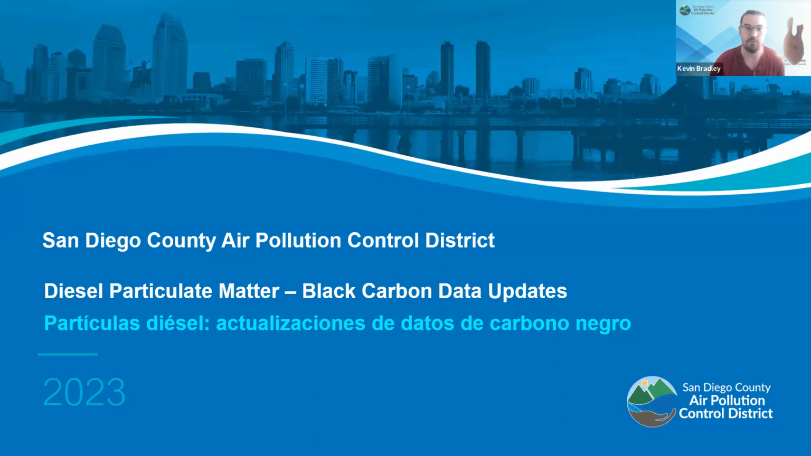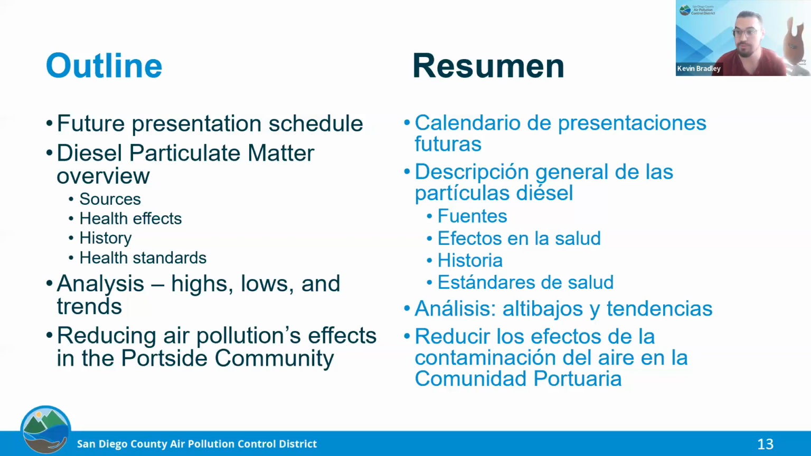If we can go to the next slide, I can go over a quick outline of what I'm going to be talking about today. First up, before we get to diesel particulate matter, which is going to be the focus of today's presentation, I just wanted to outline what we're planning on doing for our future presentations. Usually we present every 3 months, so this is what our target pollutants are that we're going to be talking about in each of those 3-month periods. It's a tentative schedule, but we're hoping it will be a little more organized, so people can understand and anticipate what we're going to be talking about as each meeting gets closer.